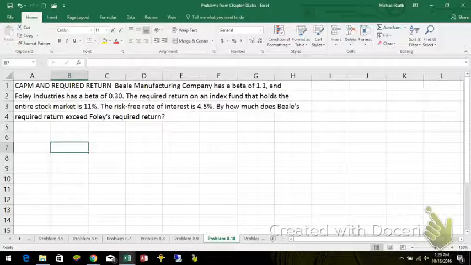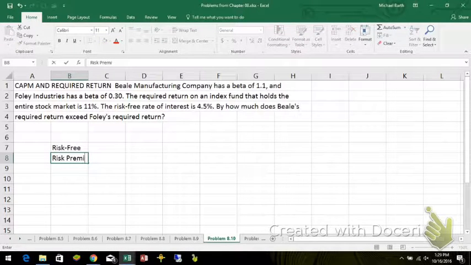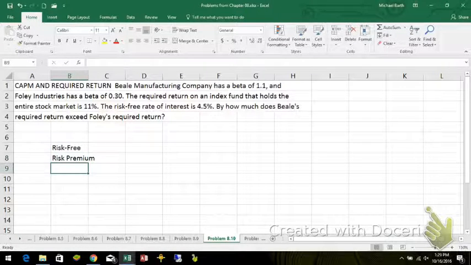And then we're given some information on the required return on an index fund that holds the entire stock market. So the average rate of return for the average share of stock totals 11%, and a risk-free rate of 4.5%. How much does Beal's required return exceed Foley's? Okay, well, the risk-free part and the risk premium added together gives you the required rate of return.